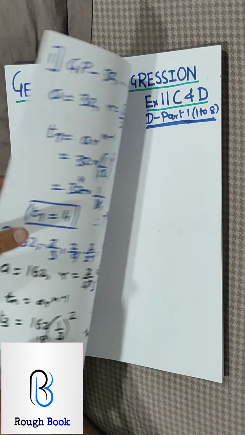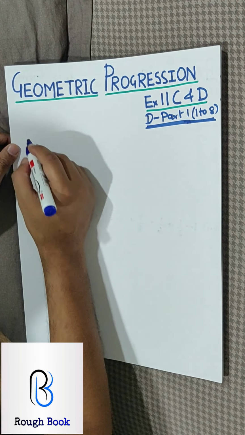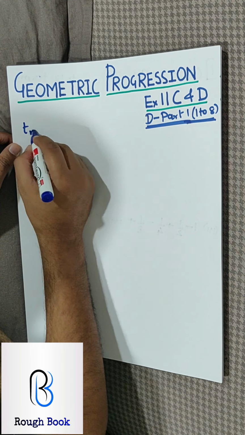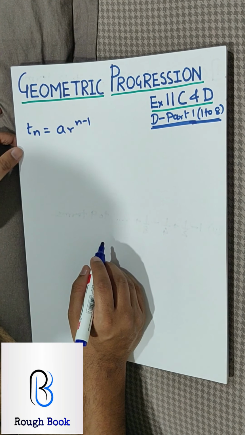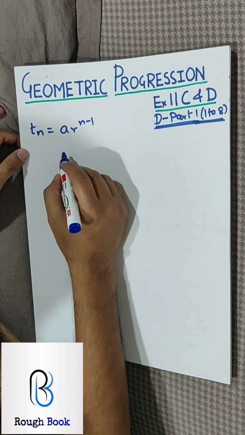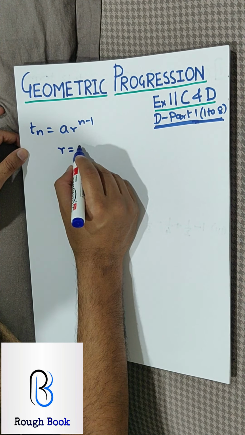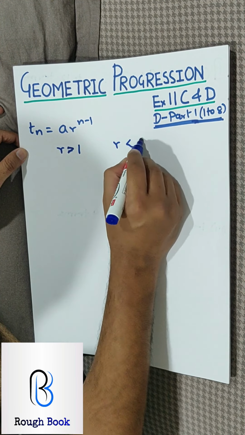Let's directly go to exercise 11D without wasting time now. Before we go to 11D, let's do a quick recap. We know that the first term is A, common ratio is R, and the nth term is A R raised to n minus 1. Now we are going to find the sum of the terms. When you have to find the sum, there are two categories: one is if the absolute value of R is greater than 1, second, if it is less than 1.